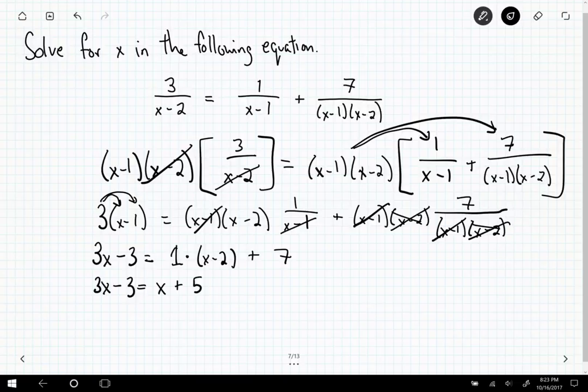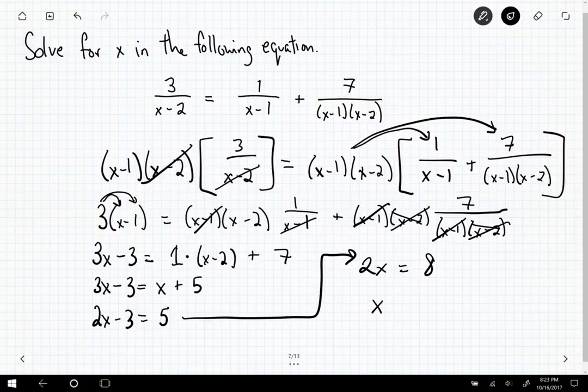So now we can subtract x from both sides. You get 2x minus 3 equals 5. So we subtracted the x from both sides. And where do we go from here? Well, add the 3 over. So 2x equals 5 plus 3 is 8. Divide both sides by 2, and so you get x equals 8 divided by 2, so x equals 4.